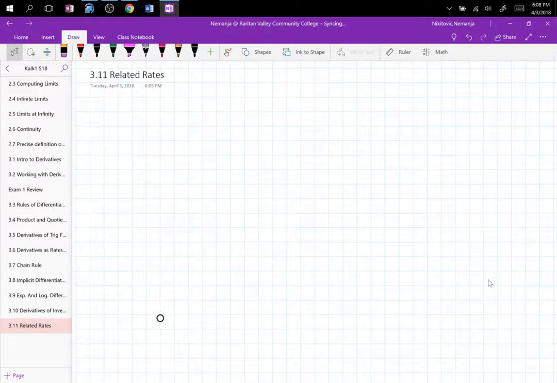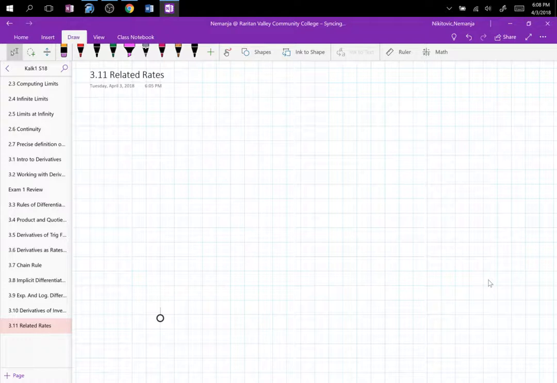This is the last section in chapter 3, 3.11, related rates. It's an applied section, which means all of our problems are word problems. And it's one of my favorite sections because we get to compute things with this and make our lives better, whether it's for a job or stuff that we calculate for ourselves.